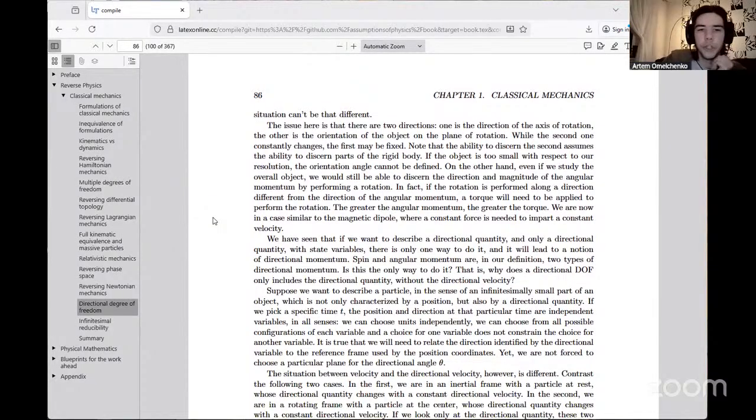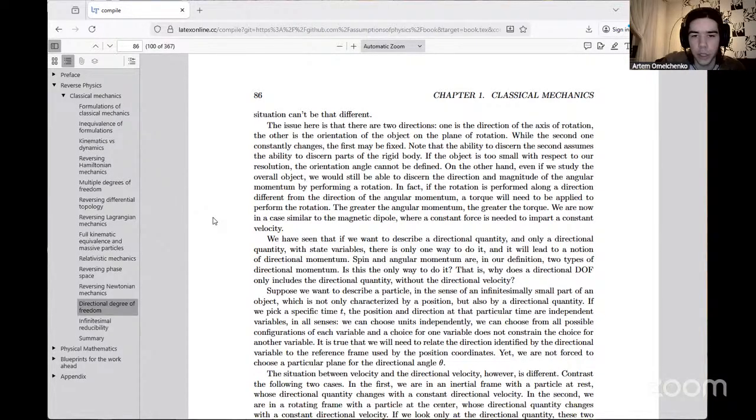The issue here is that there are two directions. One is the direction of the axis of rotation. The other is the orientation of the object on the plane of rotation. While the second one constantly changes, the first may be fixed. Note that the ability to discern the second assumes the ability to discern parts of the rigid body. If the object is too small with respect to our resolution, the orientation angle cannot be defined.